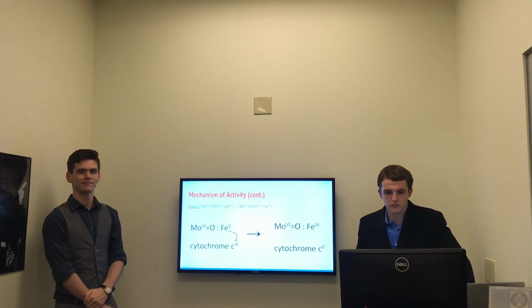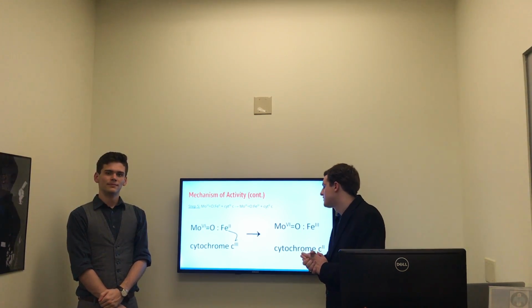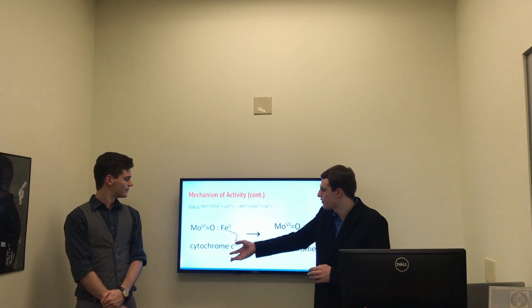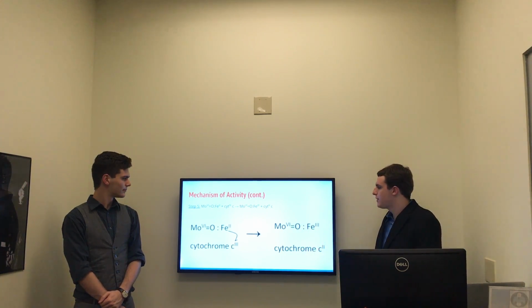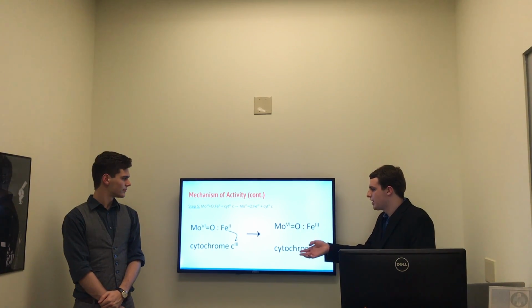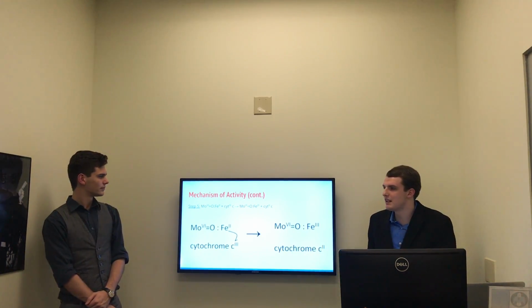Then step 5 is very similar to step 3 in that it again involves cytochrome C coming in, taking an electron from the iron, and turning it back into iron 3. And now we're back at molybdenum 6, iron 3, and the molybdenum is double bonded to this oxygen, meaning we're back at our original enzyme state.